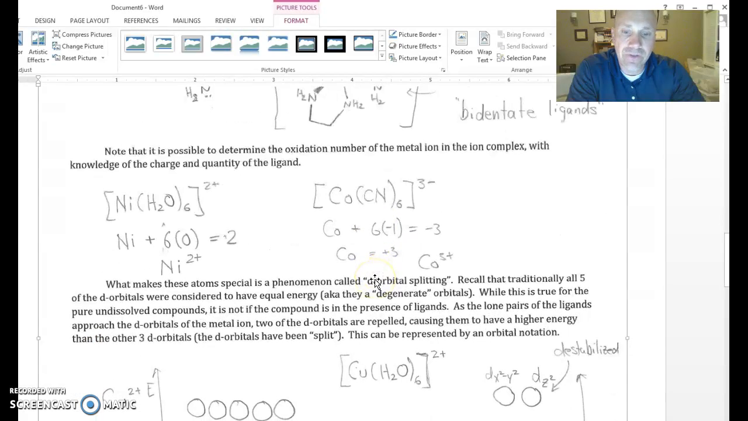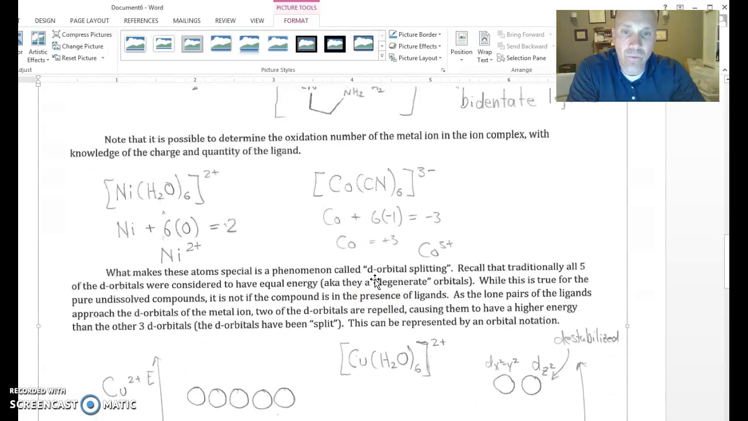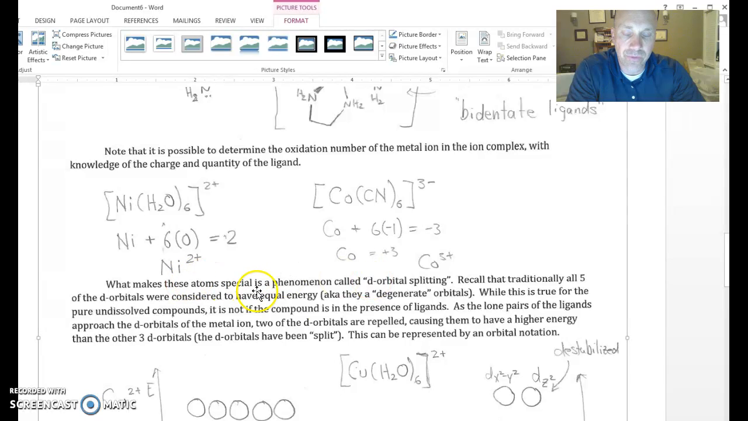In this video, what I want to do is talk about what makes these things special. There's a special property that these things have, and it's due to this thing called d-orbital splitting. This is sometimes also referred to as crystal field theory, but I believe that the IB refers to it as d-orbital splitting.